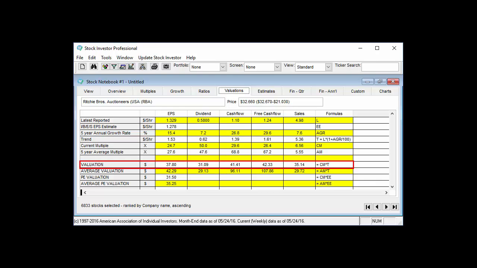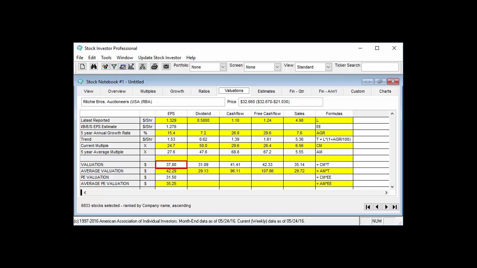The first valuation row of the Valuations tab multiplies the current multiple, or CM, by the projected trend value, or T value, to calculate the fair market price, CM times T in the formulas column. Valuations are calculated only for companies with positive figures for the latest reported items and a 5-year growth rate, positive or negative.